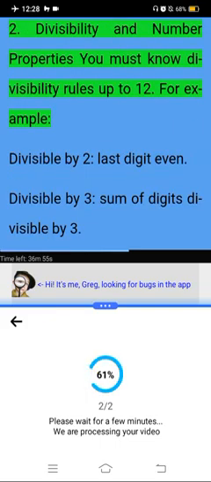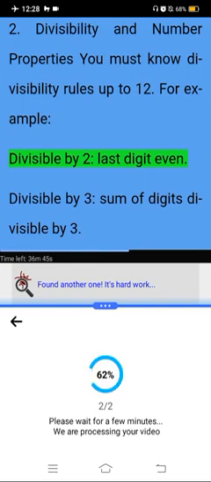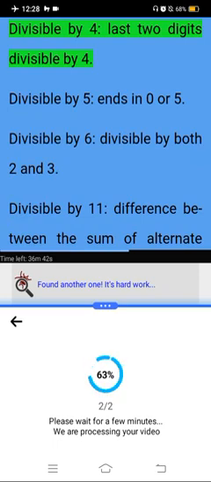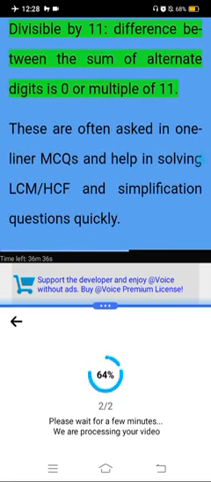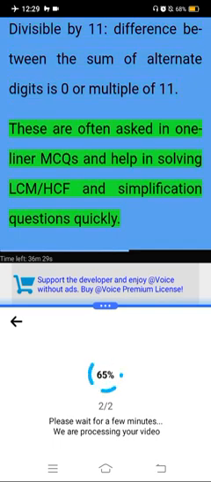2. Divisibility and number properties. You must know divisibility rules up to 12. For example, divisible by 2: last digit even. Divisible by 3: sum of digits divisible by 3. Divisible by 4: last 2 digits divisible by 4. Divisible by 5: ends in 0 or 5. Divisible by 6: divisible by both 2 and 3. Divisible by 11: difference between the sums of alternate digits is 0 or a multiple of 11. These are often asked in one-liner MCQs and help in solving LCM, HCF and simplification questions quickly.